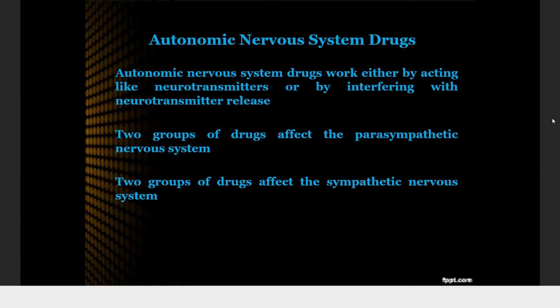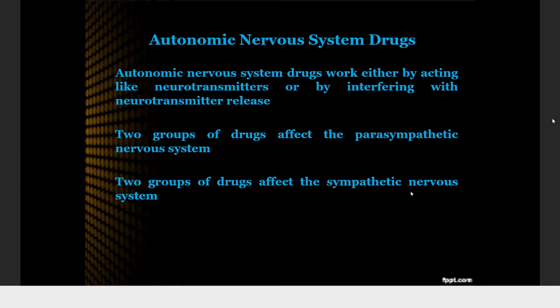So autonomic nervous system drugs can work either by acting like neurotransmitters, or by interfering with the neurotransmitter release. There are two mechanisms in which they affect these systems. We have two groups of drugs: one affects the parasympathetic nervous system, and the other affects the sympathetic nervous system.